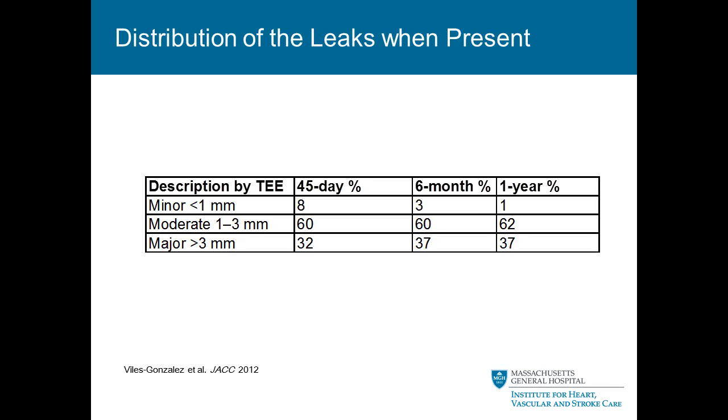When a leak is present, here are the distributions. Most leaks were between 1 and 3 millimeters. About 30% were more than 3 millimeters.